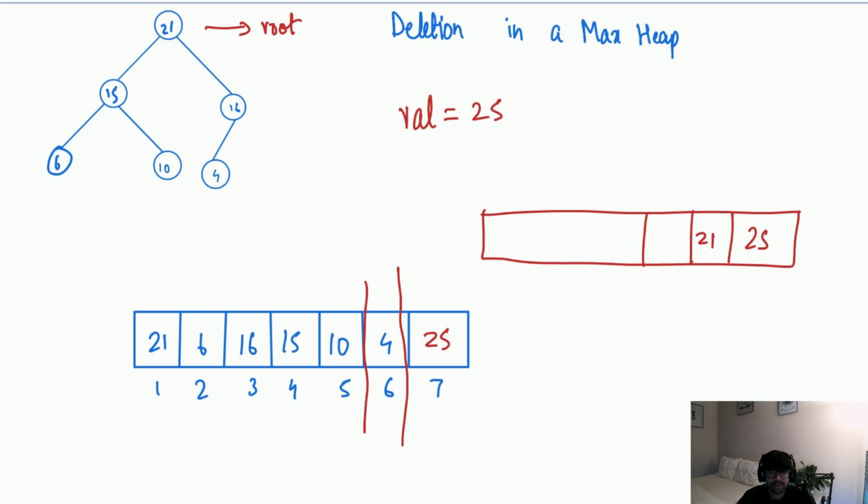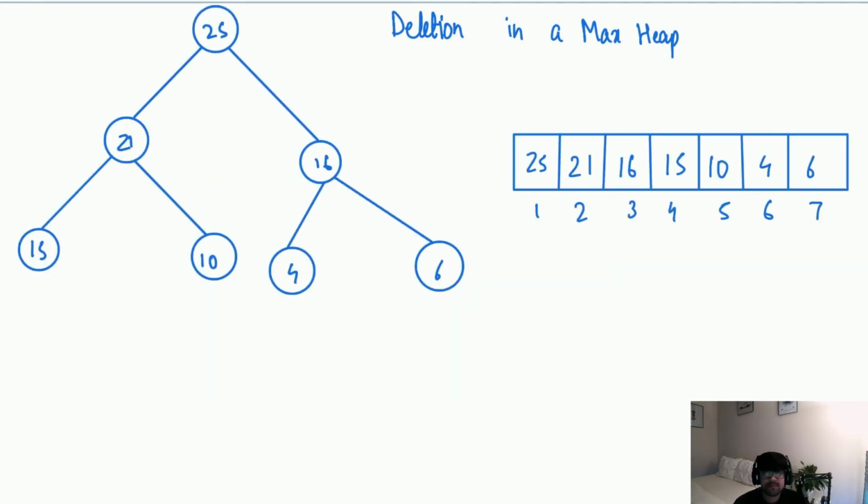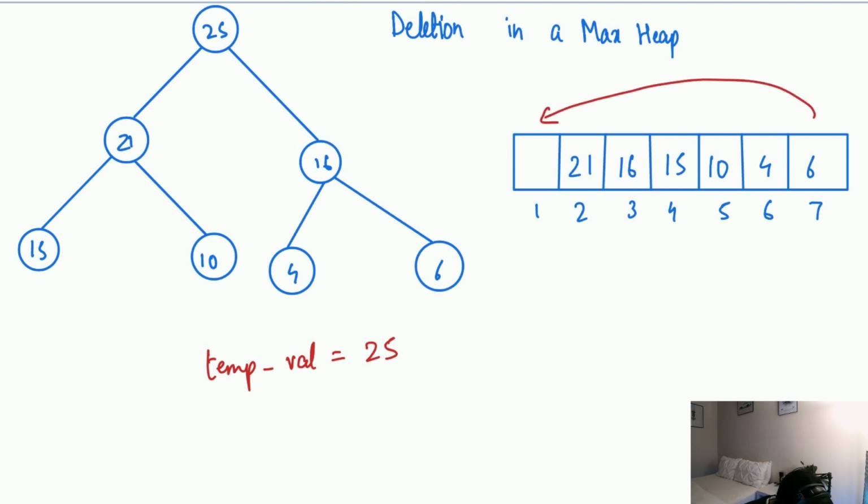Let's go through it with an example. Alright, let's look at deletion in a max heap and see if we can sort our array by deleting the root element. In a max heap, we always only delete the root element. However, before we delete our root element, we take a temp variable and save the value of the root node. And then after that, we delete our root element.